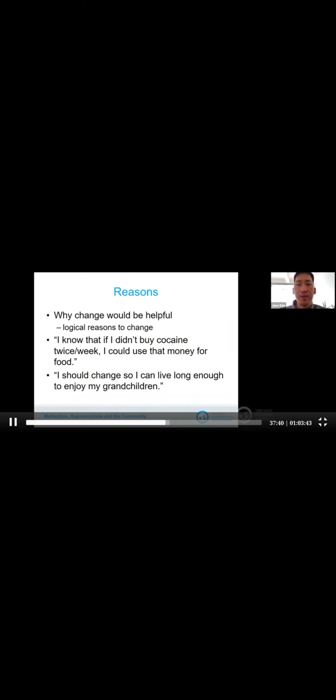R stands for the reasons. So these are reasons why change would be helpful. You may hear something like, I know if I didn't buy cocaine twice per week, I can use that money for food, or I should change so I can live long enough to enjoy my grandchildren.